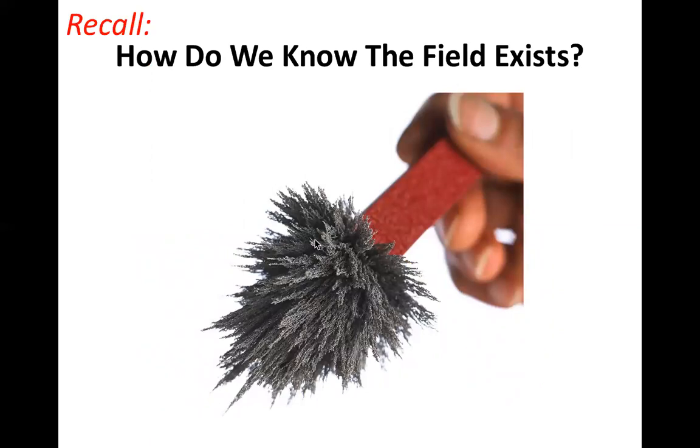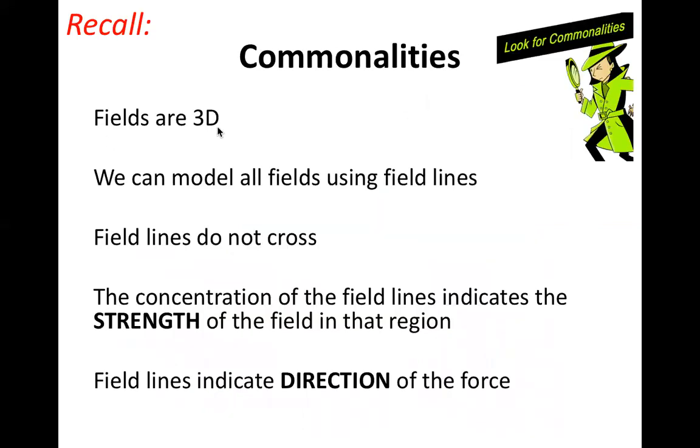I think we use this picture of iron filings on a magnet to show how those field lines were 3D in previous lessons with gravitational and electric force fields. And now we're revisiting them again, just to remind us that fields are in 3 dimensions, and we can model all fields using field lines. Field lines do not cross.